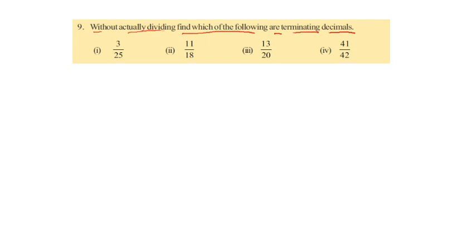In the previous session we have discussed that a rational number may be written in two forms. One is terminating decimals, second one is non-terminating recurring decimals. Here what is the question? Without performing any division, which of the following are terminating decimals? For that, we have already discussed in the previous video a property about rational numbers.